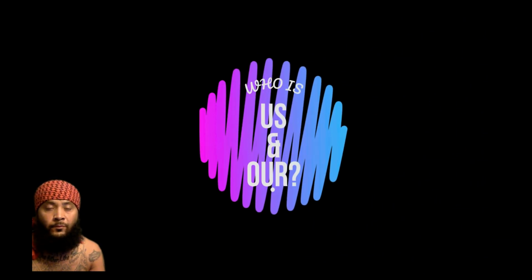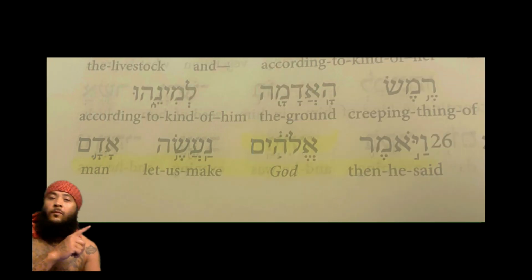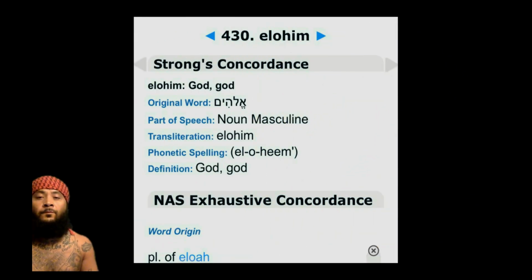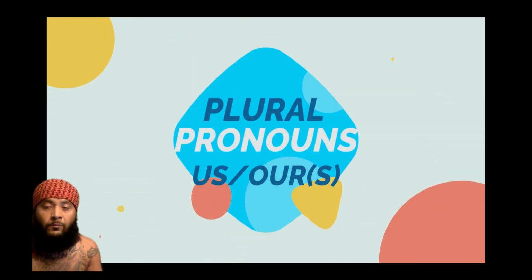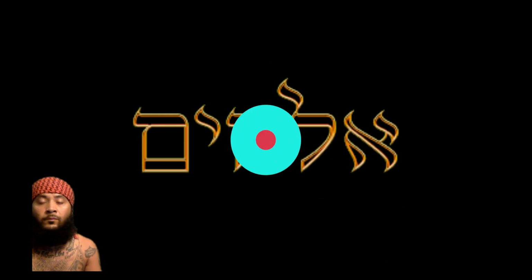Well, when looking at the Hebrew text, we see the term used there is Elohim instead of God. And knowing from previous discussions that Elohim is a plural noun, it makes sense that it's followed by plural pronouns, keeping in compliance with the laws of the language and further signifying that Elohim does not mean one, but multiple.